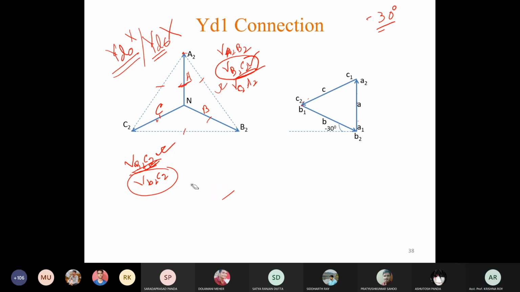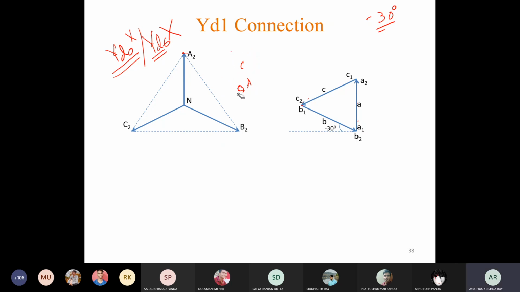Now we can check that all three line EMFs of the low voltage side are lagging the corresponding line EMFs of the high voltage side. You can check for VA2B2. This is one line EMF. So the corresponding line EMF, this one, draw it here.